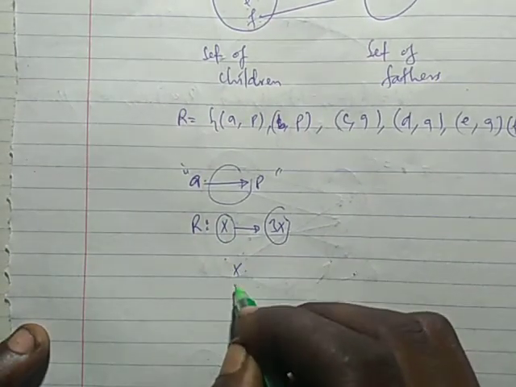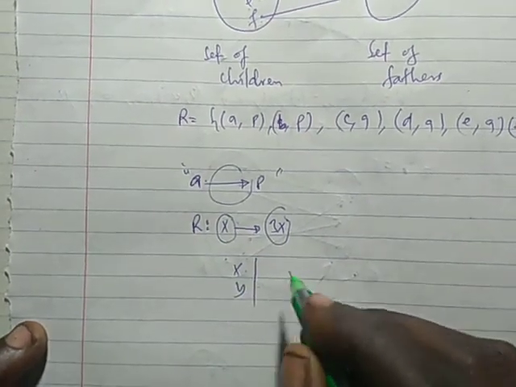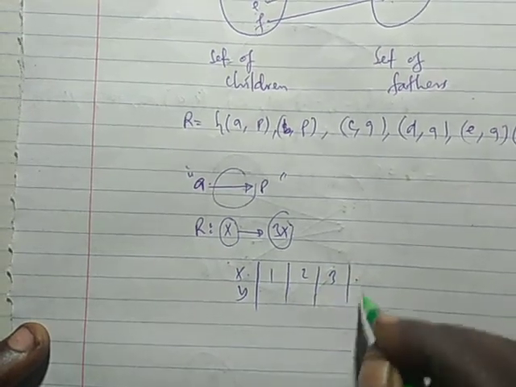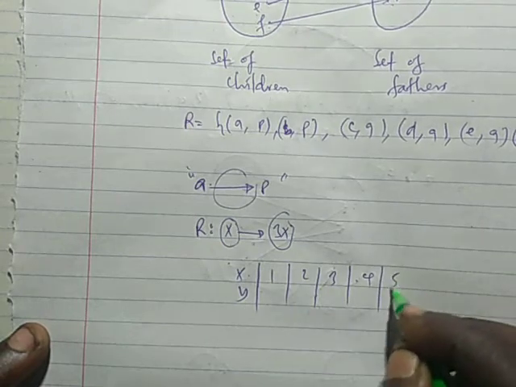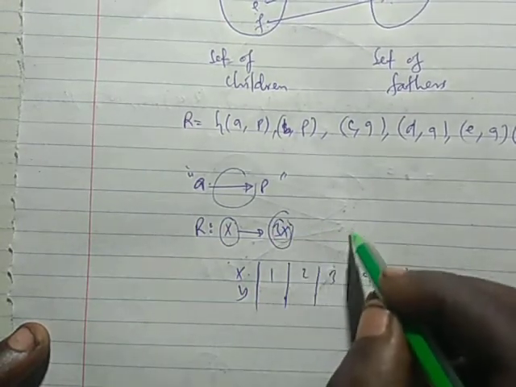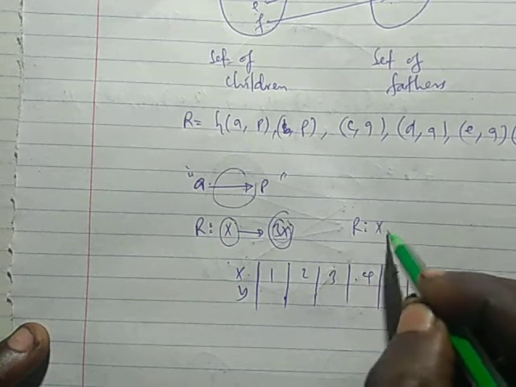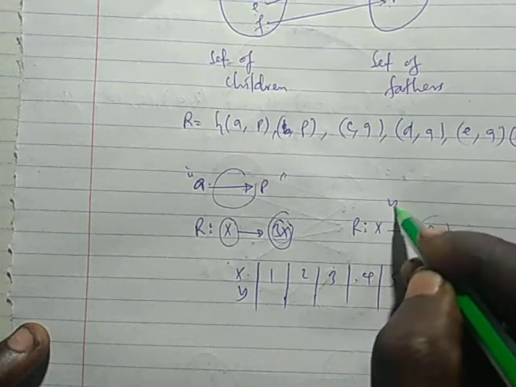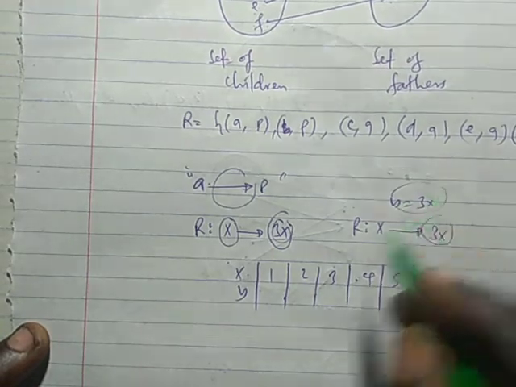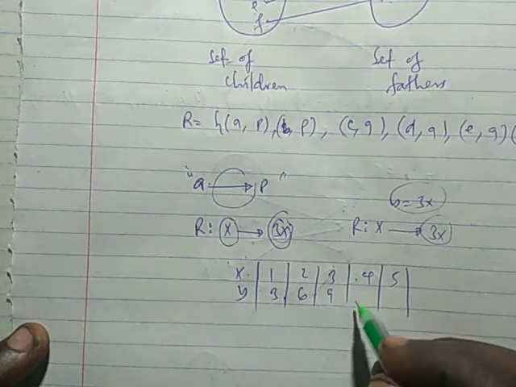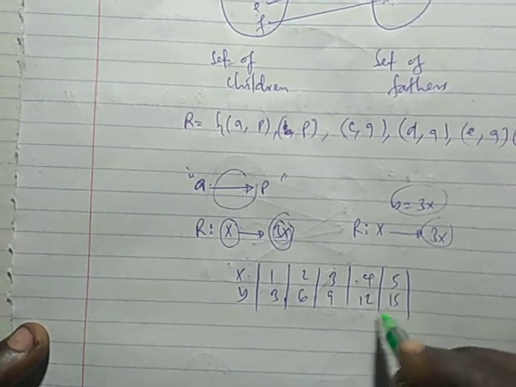So tukichora table of values x, y, hapo itakuwa ni x labda 1, tufanye 2, 3, just examples, 4, 5. Value of y will be 3x. Kwa maana r whereby x tumeimap kwenda kwenye 3x. Maanake this is the same as to say y is equal to 3x. So tutapata hapa ni 3, hapa ni 6, hapa ni 9, hapa 12 na hapa ni 15.